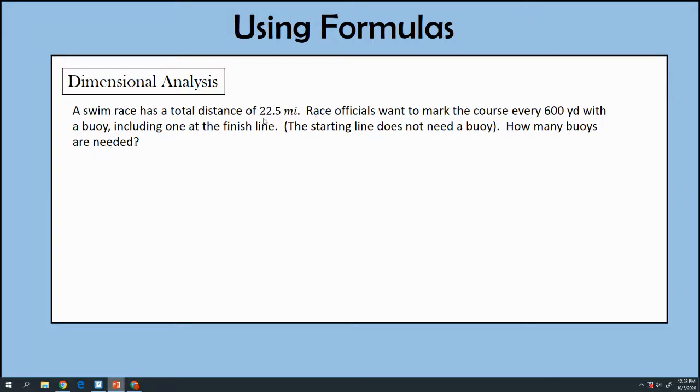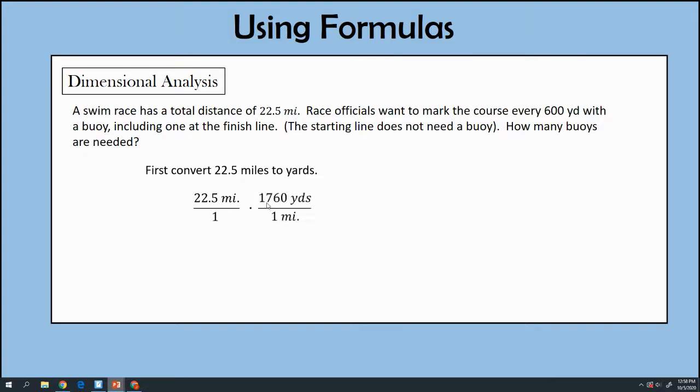Okay, so the distance is in miles, but we want to mark it off in yards. So the first thing we've got to do is convert 22.5 miles to yards. All right, so 22.5 miles, I want to convert to yards. So I want to cancel out miles and be left with yards.